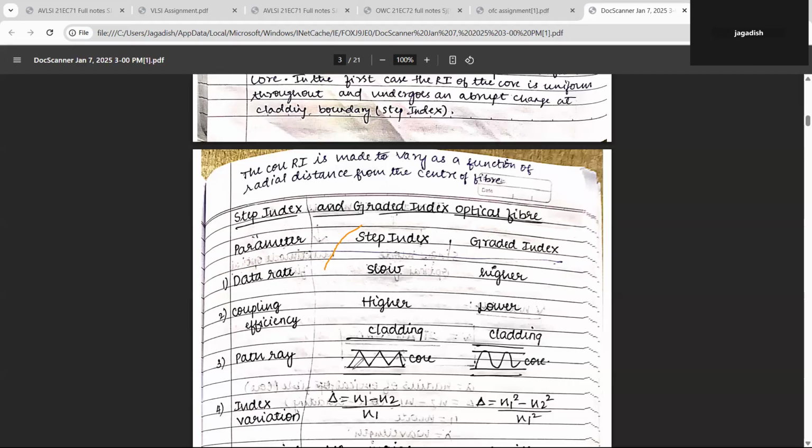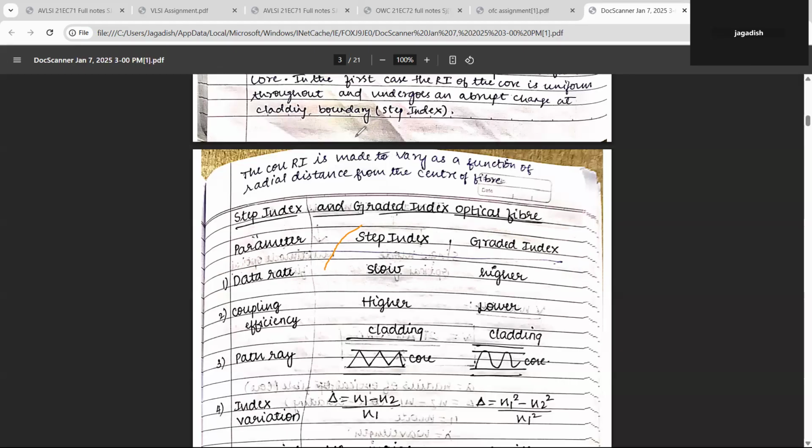The path of the ray will be in a triangular form in the step index fiber, whereas in the graded index fiber it will be in a zigzag orientation, in a sinusoidal way.